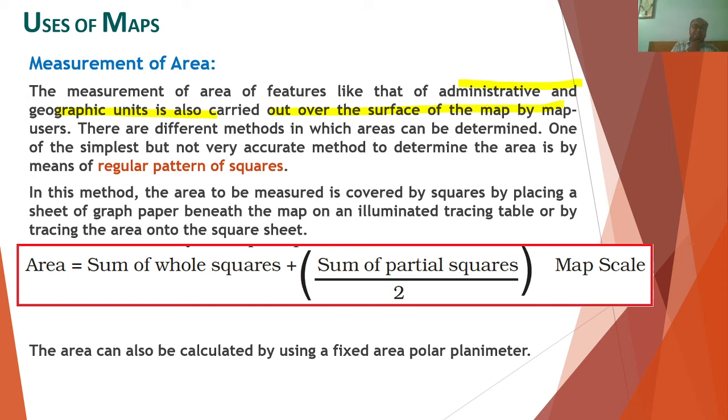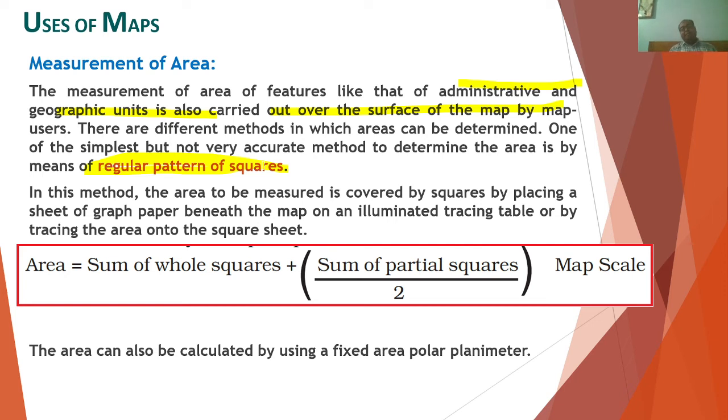One of the simplest but not very accurate methods to determine the area is by means of a regular pattern of squares. In a map, one thing you can see is that a map consists of grids. In topographical maps, in previous lectures in part 3 and part 2, I gave a lot of examples of topographical maps and other maps. You have seen grids. Calculation of grids plays a very important role, because a grid has a fixed value, and with this fixed value we can gather the data, and we can easily get the area of that place.